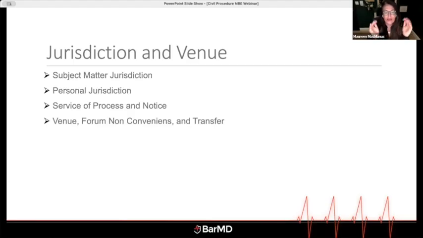So SMJ, then PJ. You have also service of process and notice, so notice of the suit, and also venue, forum non conveniens, and transfer. So you want to make sure that you know this law, obviously, really thoroughly, and we're going to do a lot of practice in these questions.